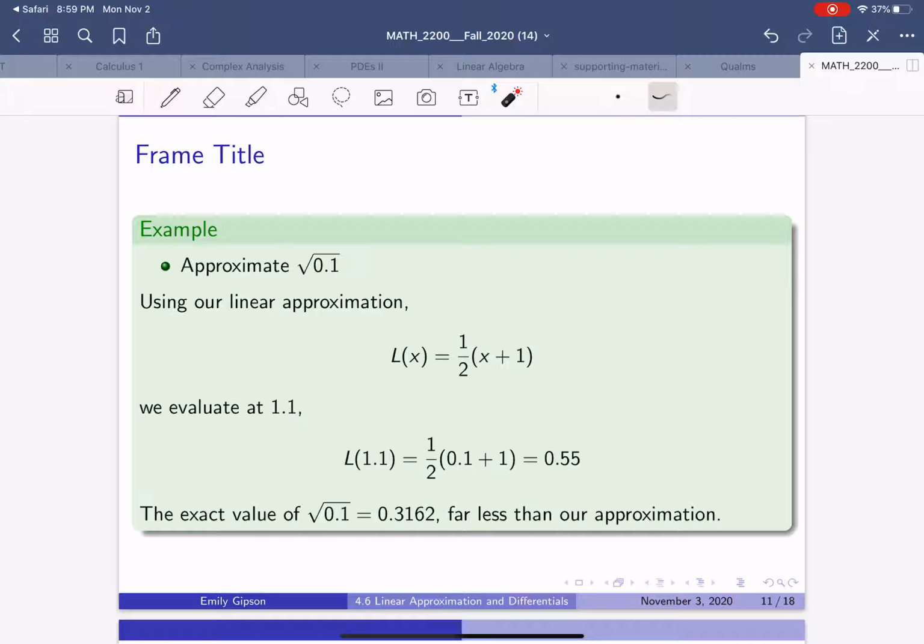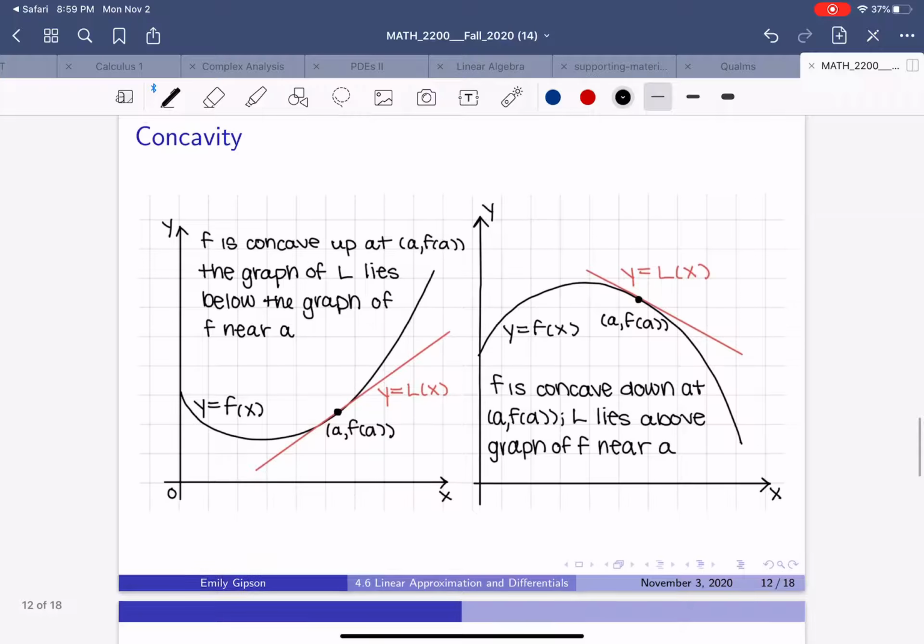L of x equals 1/2 times x plus 1, we evaluate at 0.1. I should have changed this. And we end up with the answer of 0.55, where the exact value of square root of 0.1 is 0.3162, which is far less than our approximation, which brings us to my next point.